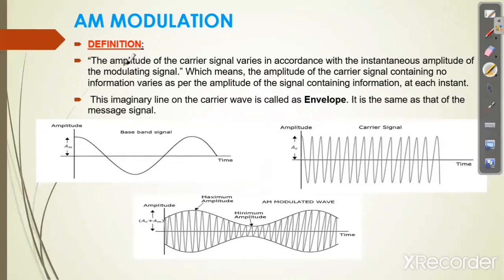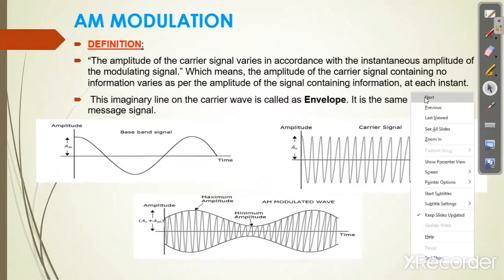AM modulation is nothing but the amplitude of the carrier signal varying in accordance with the amplitude of the message signal. So this is our message signal, this is our carrier signal, and this is our overall AM modulated wave. Here this imaginary line is called the envelope. This is the definition of AM modulation. And now we are going to see the formula for that.